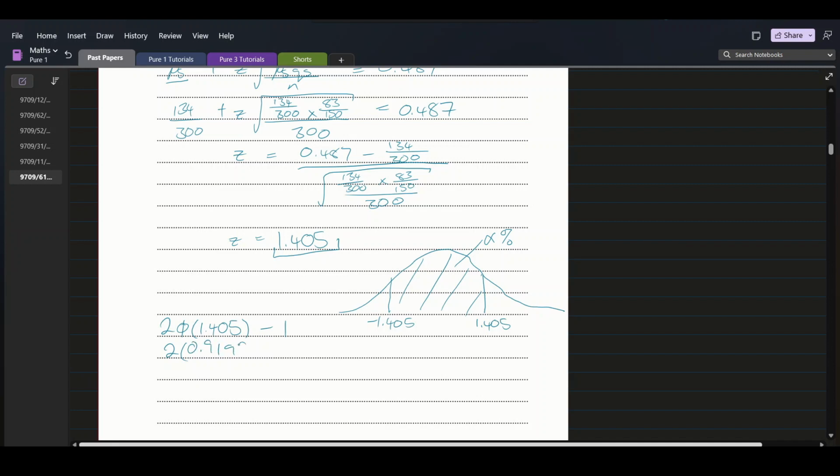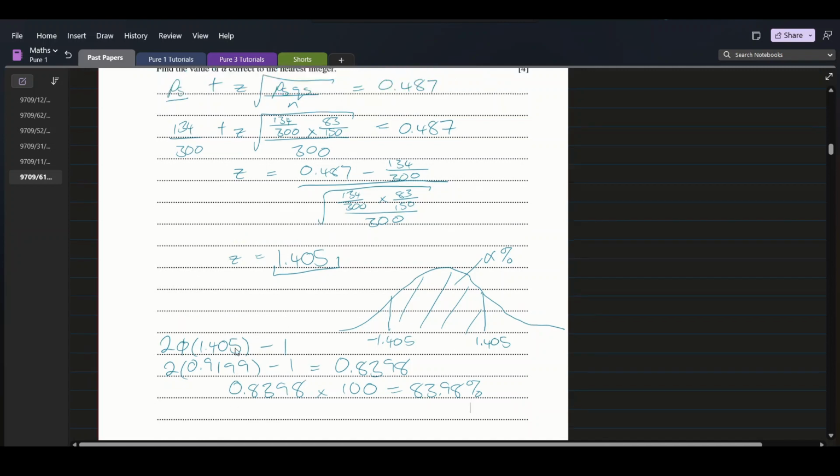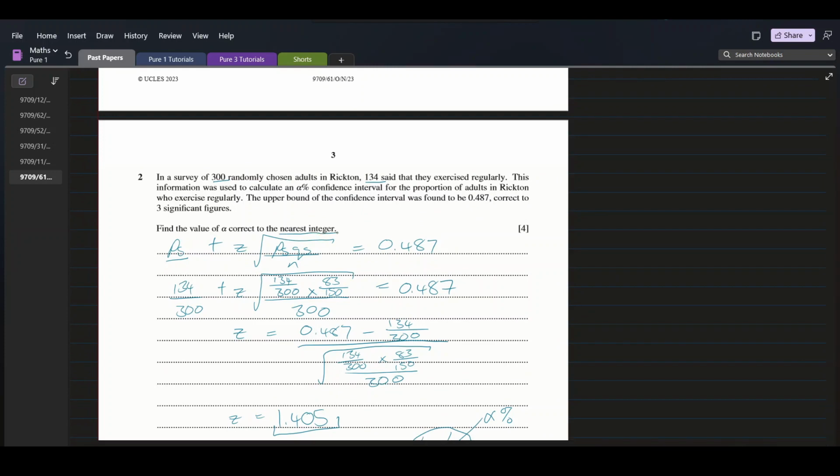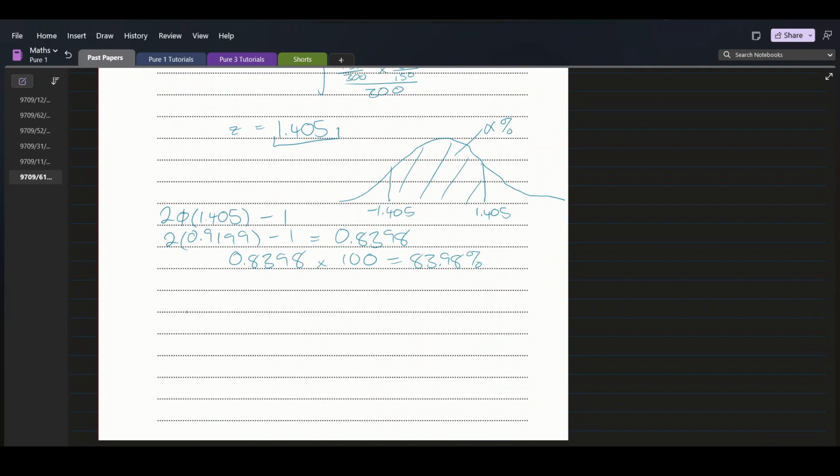That's 0.9199. And if we simplify this, 2 times 0.9199 minus 1, that gives us 0.8398. Now let's multiply it by 100 to give it as a percentage. So times 100, we get 83.98%. The question states that we should give our answer correct to the nearest integer. So therefore, alpha is equal to 84.